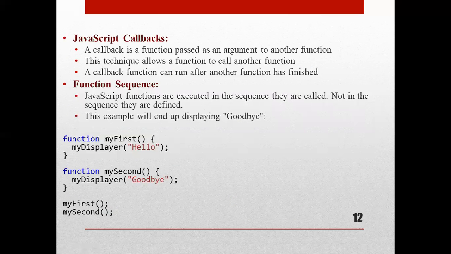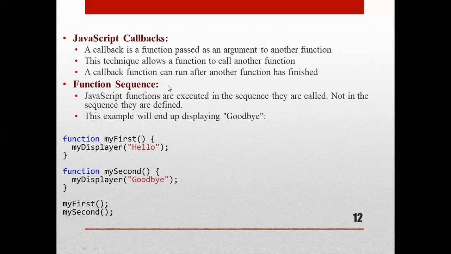First we'll see what callbacks are. What are JavaScript callbacks? A callback is a function passed as an argument to another function. We are going to pass a function as an argument to another function. This technique allows a function to call another function, so a callback function can run after another function has finished.